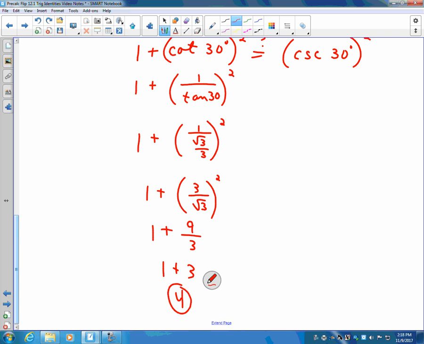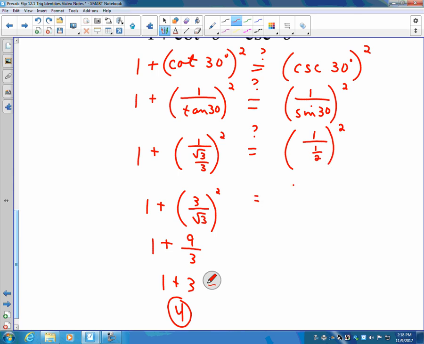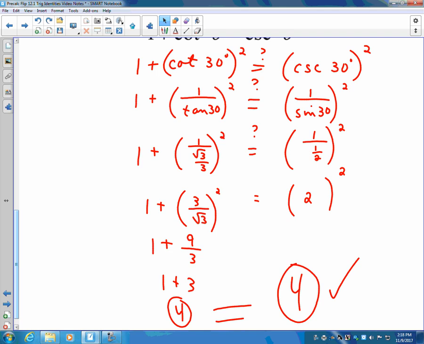All right. Let's see what happens on the right side here. What's the cosecant of 30 degrees? Well, that's going to be 1 over the sine of 30 degrees, right? What's the sine of 30 degrees? Well, that's going to be 1/2. By the powers of keep, change, flip, guess what's going to happen inside? I'm going to get 1 times 2 over 1, or 2, and 2 squared, of course, is 4. Look at that. They, in fact, are equal to each other. Kind of cool.